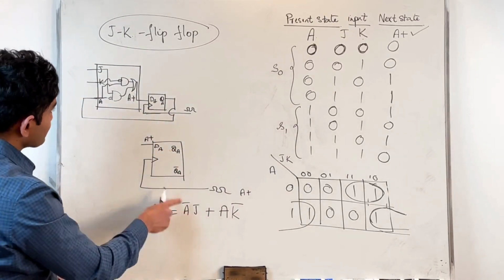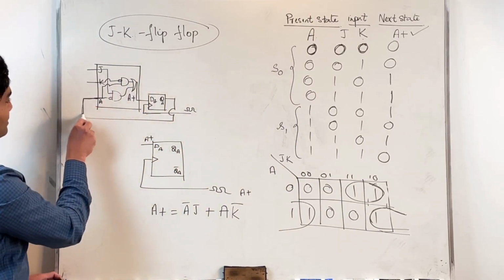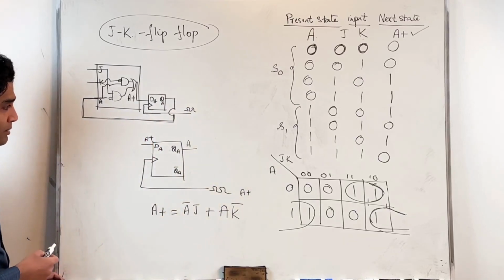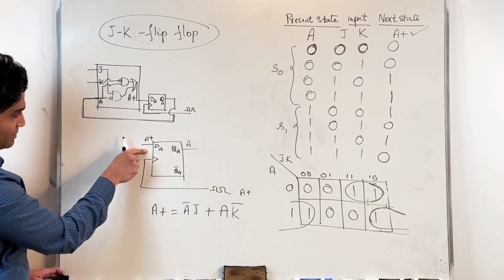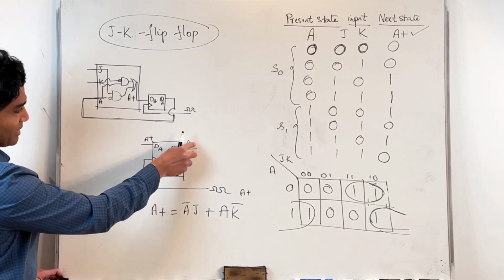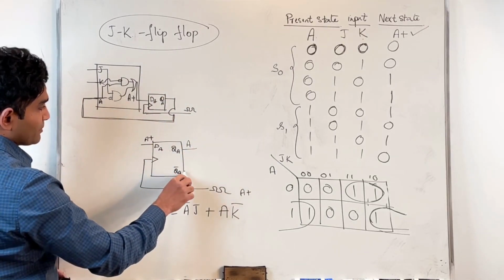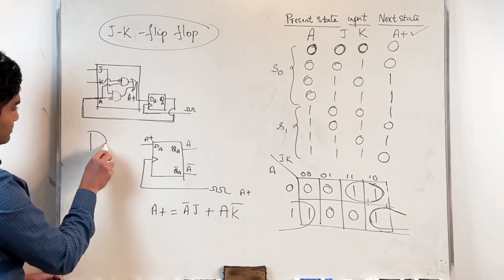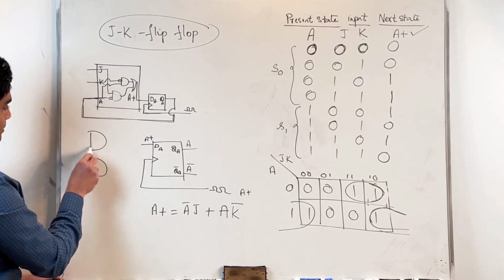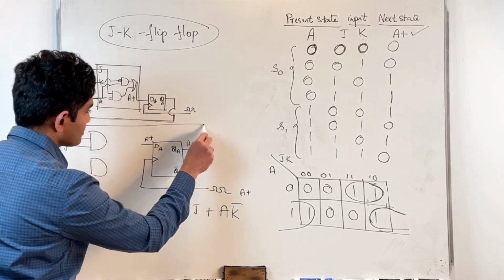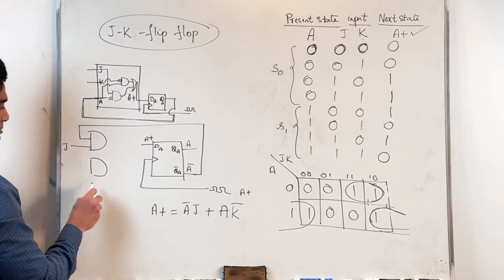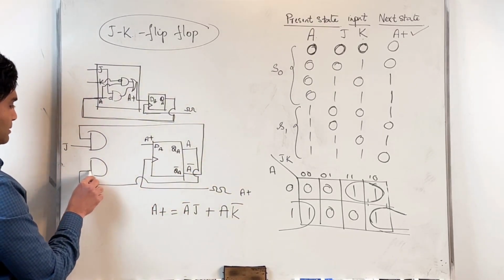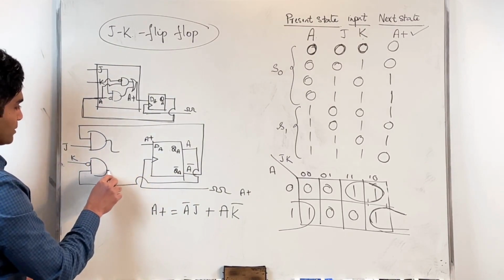So that's A prime J. Remember, what is my A? From this diagram, my A is nothing but QA, because they are connected together. That's my future state variable, and in the next clock transition, that becomes my present state variable. So that's A prime J, plus A K prime.